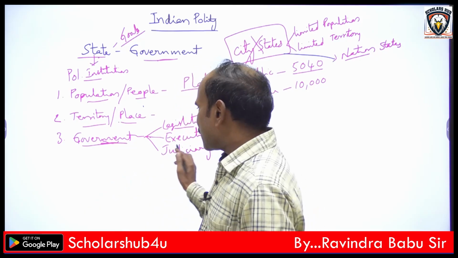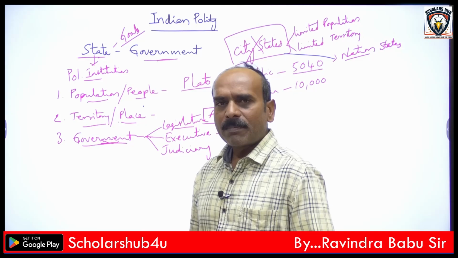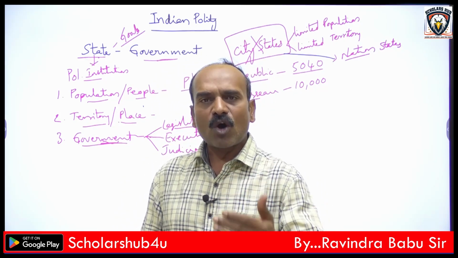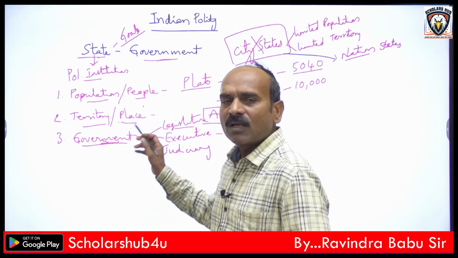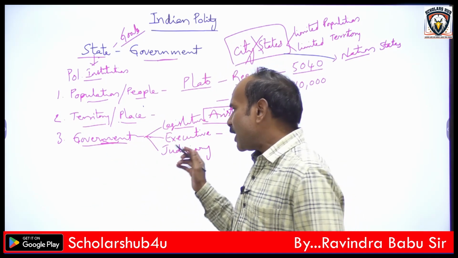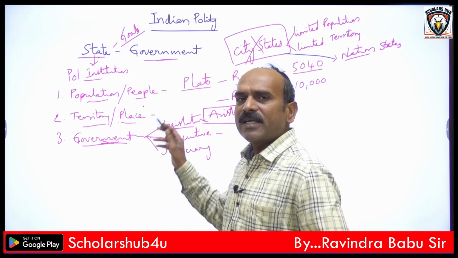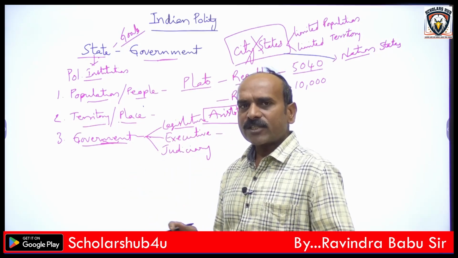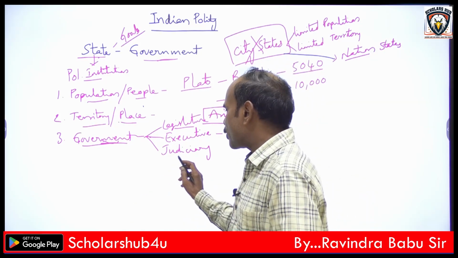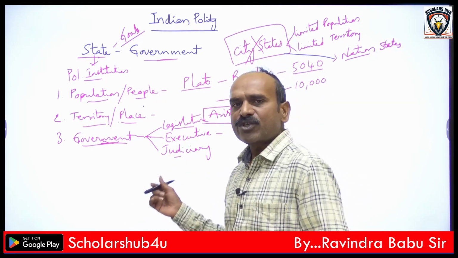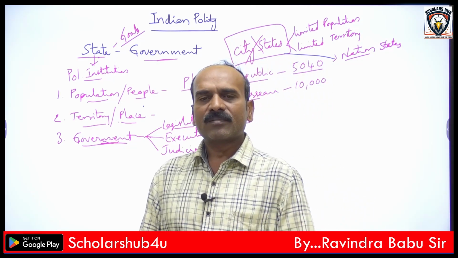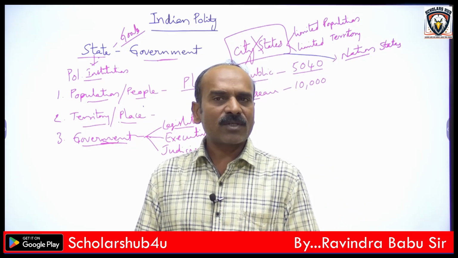The second organ is executive, and the basic duty of executive is execution of laws made by the legislature. It is going to implement the laws which are made by the legislature. The basic duty is implementing of laws. Then the third organ is judiciary. The basic duty of judiciary is to provide justice. It is going to provide justice to the people.